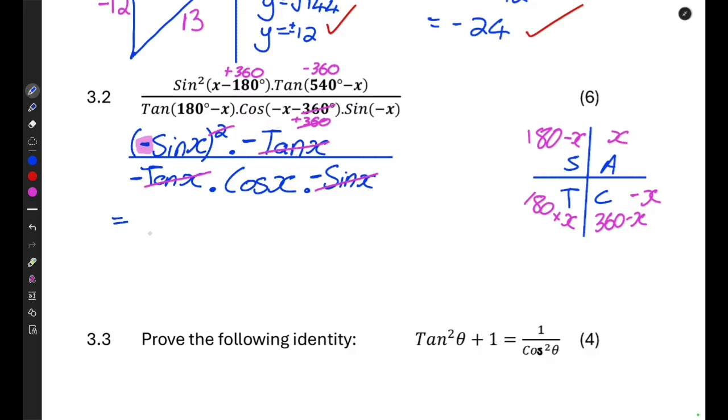So because there are 5 minuses, the answer is going to be negative, and it's actually just sine x over cos x. And in grade 11, we teach you that this would be tan x. That is the final answer. Okay, so where do I get 6 marks? Every single one of these counts for a mark. So just see if you knew how to reduce them, and then your final answer.